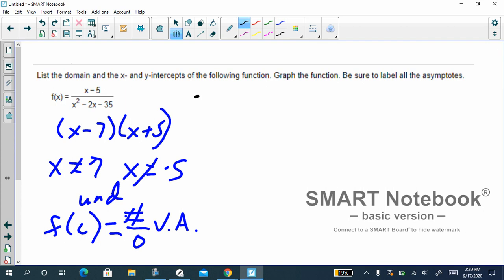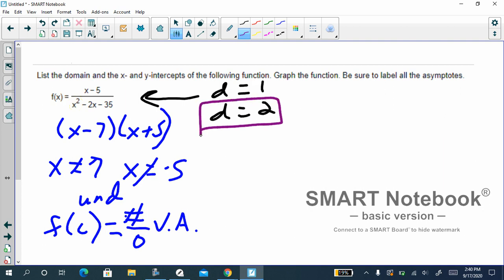If we look farther, our degree on top is 1. Our degree on bottom is 2. Again, that comes from the largest exponents. The degree on bottom is bigger, so we have a horizontal asymptote at y equals 0. So if the bottom degree is bigger, y equals 0 is our horizontal asymptote. So let's graph this.